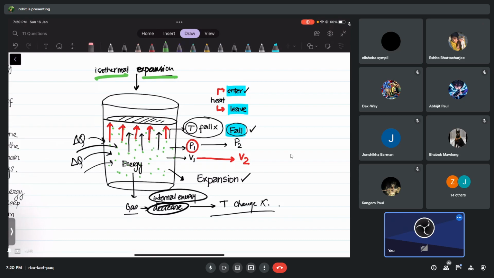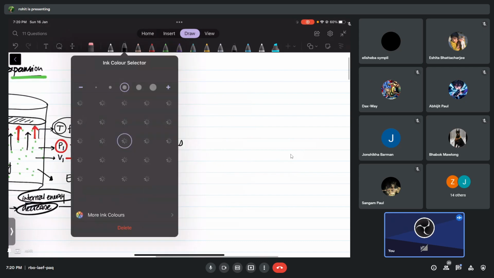Now, pressure falls, yes, that is correct. But does the pressure fall fast or slowly? It falls very, very slowly, not very fast. It's not just going to lose all the pressure very quickly, because there's energy which is going to sustain this pressure. So let me show you what else we need to do for isothermal expansion.